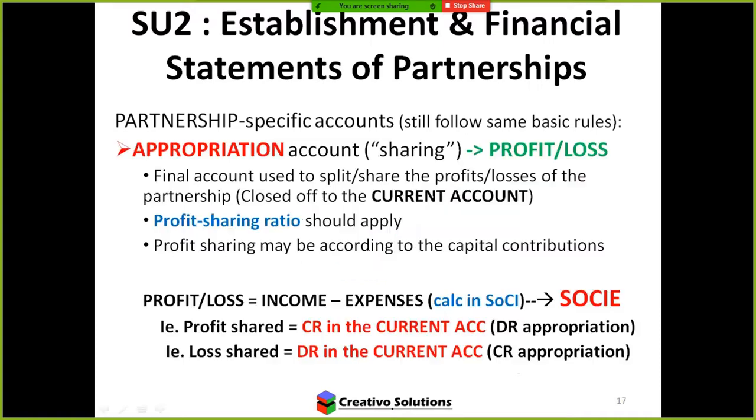Happy so far? The last thing we need to look at is this. The appropriation account. Earlier we spoke about it. Here's a note about it. Appropriation, same as profit and loss. Keep it simple. Don't overcomplicate it. What do you do in profit and loss? You calculate your income, you calculate your expenses, and you work out the difference.